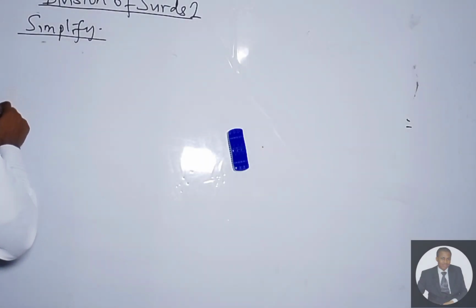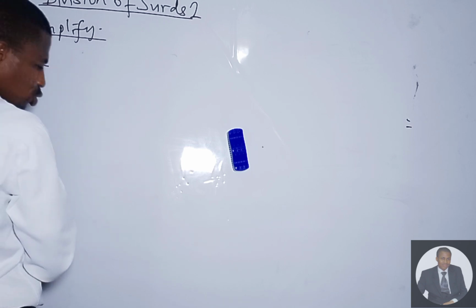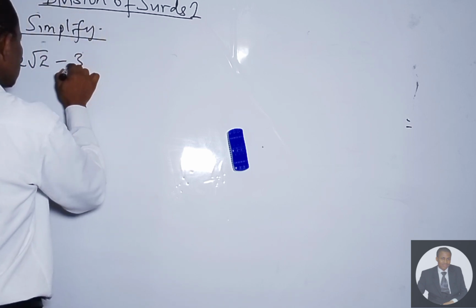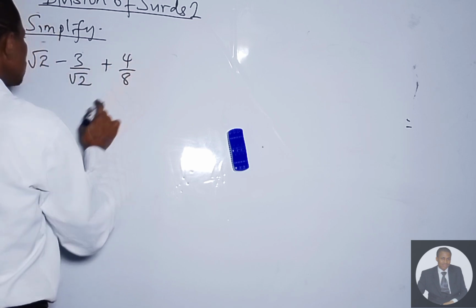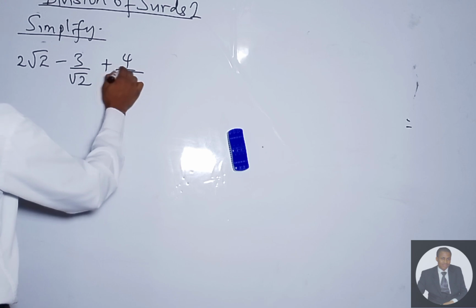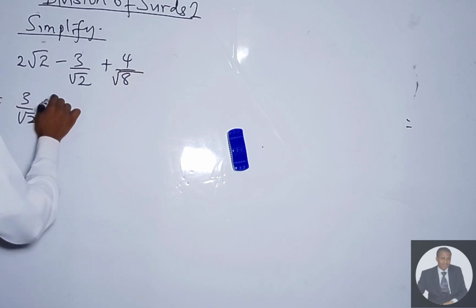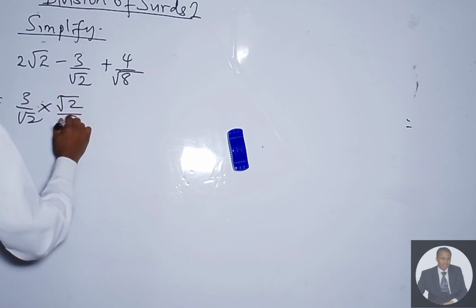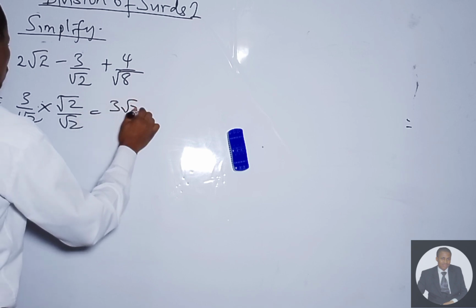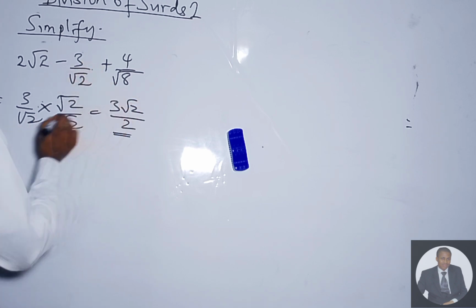To increase our mastery on the division of surds, 2 root 2 minus 3 over root 2 plus 4 over root 8. This is a similar question. So we rationalize. 3 over root 2 is the same thing as saying 3 root 2 all over root 2 times root 2, 2. So this is the same thing as saying this.